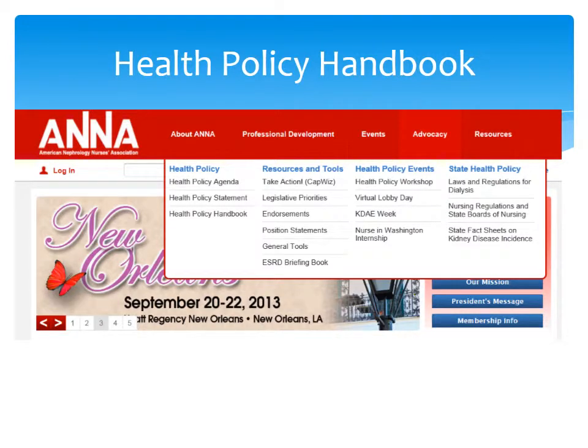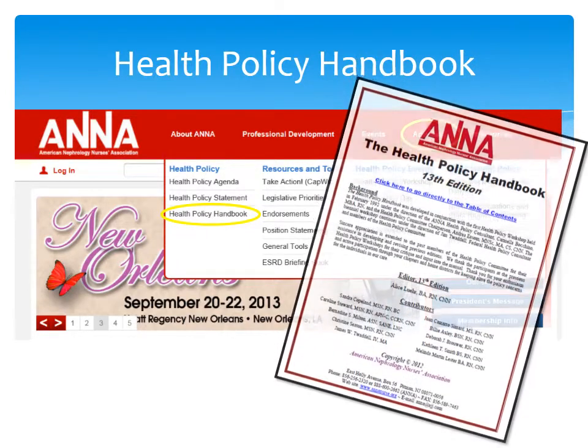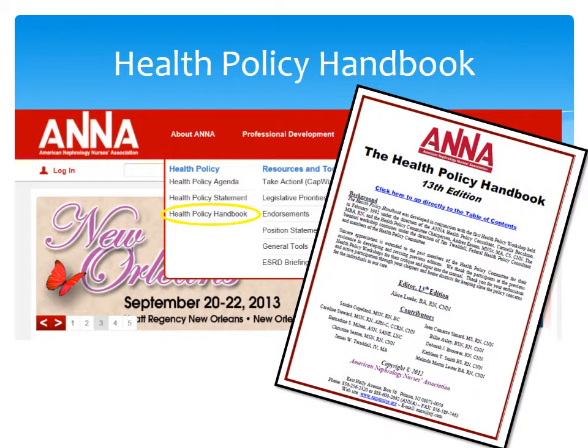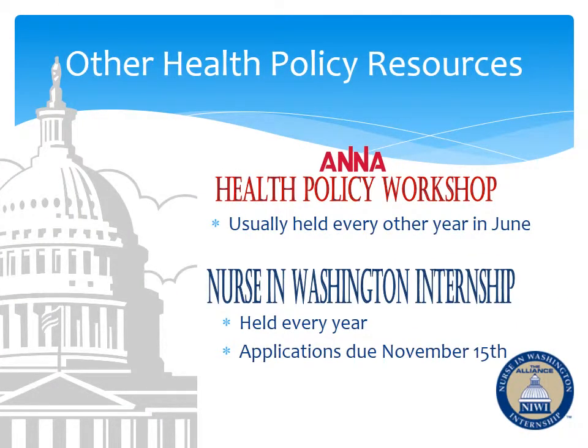When I discussed gathering resources earlier, one of the must-have resources is the Health Policy Handbook. To get to it, choose Advocacy, then the Health Policy Handbook. Make sure to review this handbook and have it available for future review if you have any questions about your health policy role.